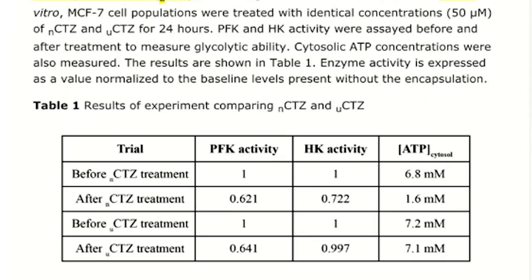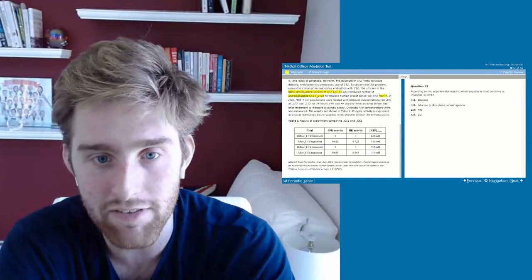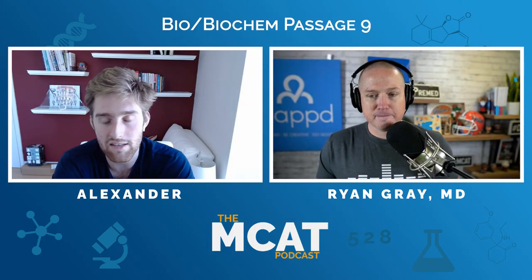So PFK was inhibited. We assume that's what the decrease there from 1 to 0.62 and 0.64 is saying, hey, it was inhibited by both the nano-encapsulated and unencapsulated. And HK was only affected really by the nano-encapsulated. And so I would say that PFK is most sensitive, because it was inhibited by both the nano and unencapsulated. Yeah, and I'm inclined to agree with you there, which is presumably the unencapsulated version, if it's still doing some inhibiting, means it can get into the cell somehow, even if it's in a very small quantity because it doesn't dissolve very well in aqueous solution. But that means even if that tiny amount that got through knocked out what looks like 35% of the activity of PFK, presumably PFK is the one that is most sensitive to inhibition here.